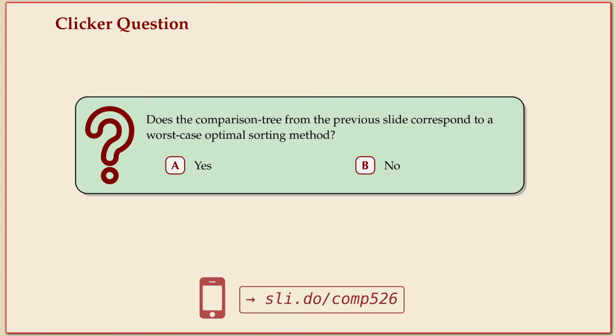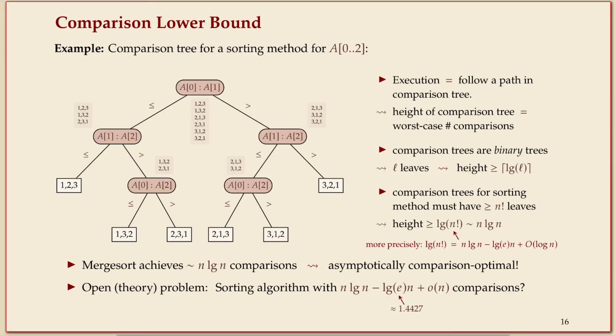Okay, a little innocent question, just to see if you're awake. So the question is, does the tree, I'll show you in a second again, correspond to an optimal, worst case optimal sorting algorithm for that input size? Right? Remember, it's always for a specific input size.